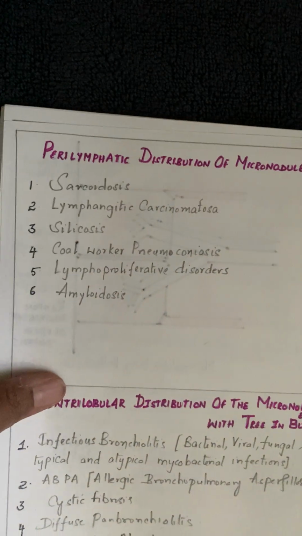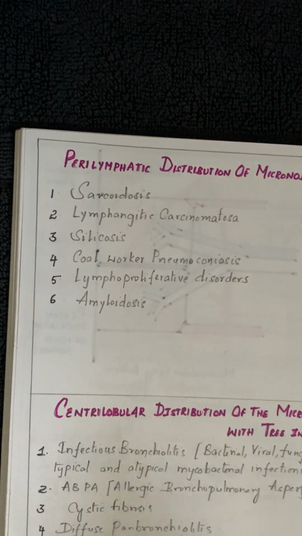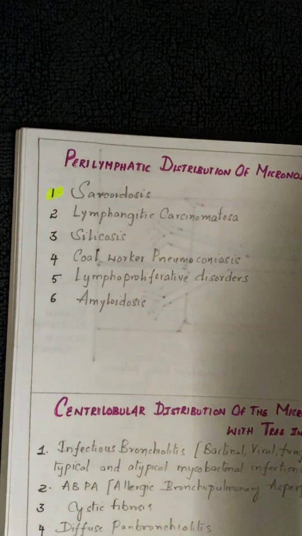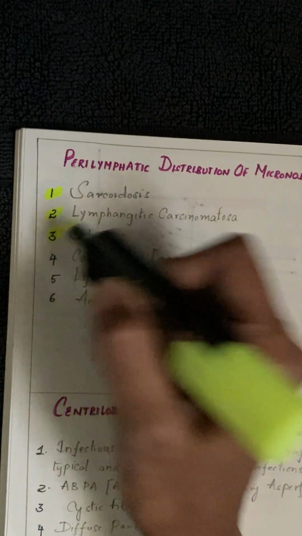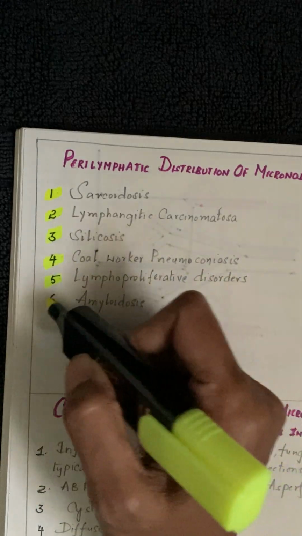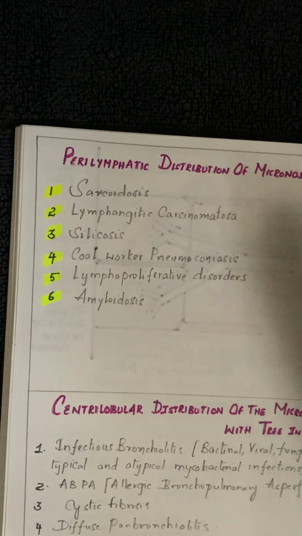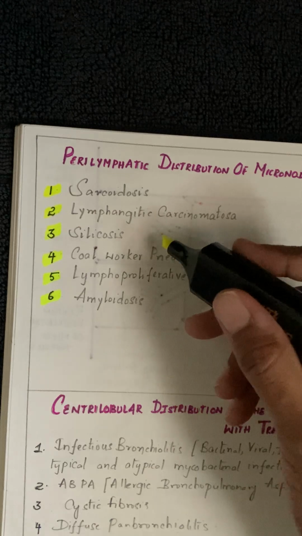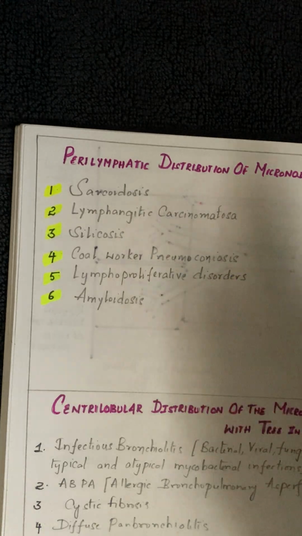Then coming to differential diagnosis. One of the important differential diagnoses of perilymphatic distribution is sarcoidosis. Other causes are lymphangitic carcinomatosis, silicosis, coal worker's pneumoconiosis, lymphoproliferative disorders, and amyloidosis. So these are some of the differential diagnoses of perilymphatic distribution.